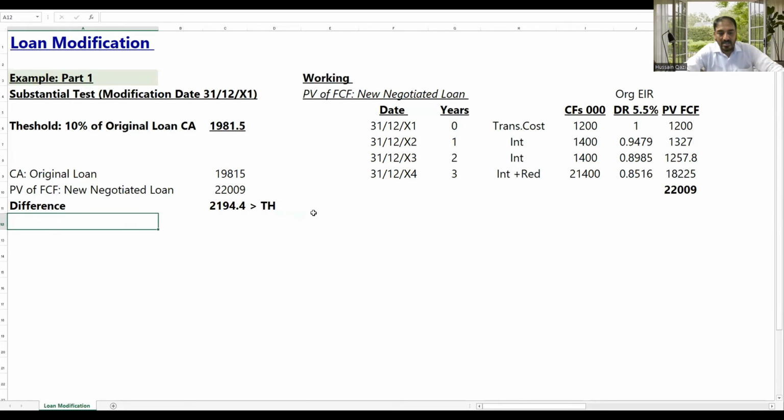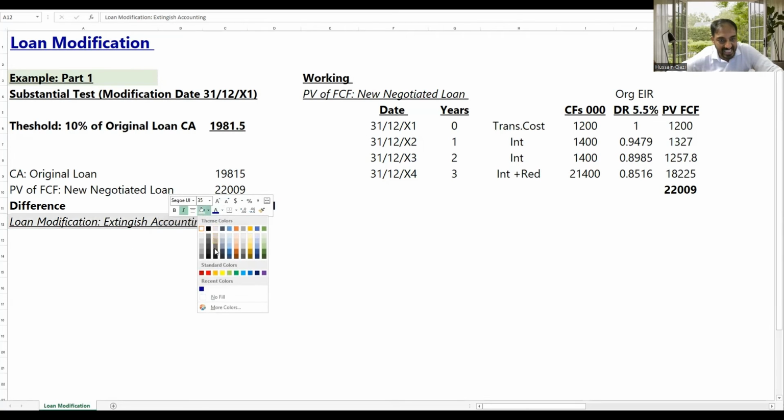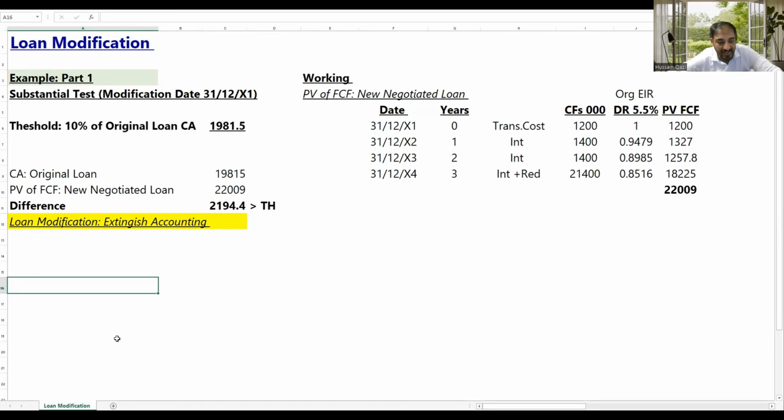So we will declare the loan modification with extinguishment accounting. Loan extinguishment accounting. This is the right way. This is the way recommended by IFRS 9. Is this modification or extinguishment? It's extinguishment accounting.